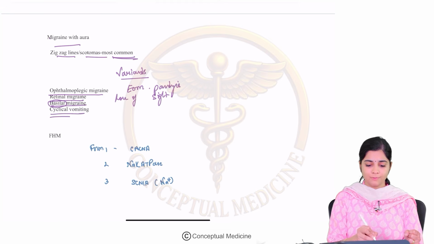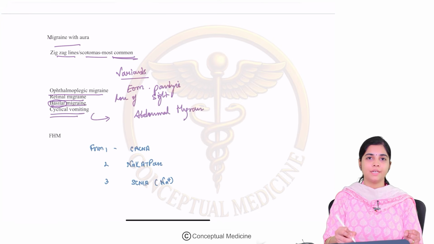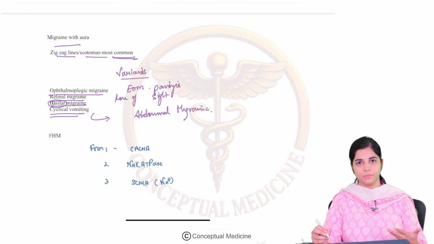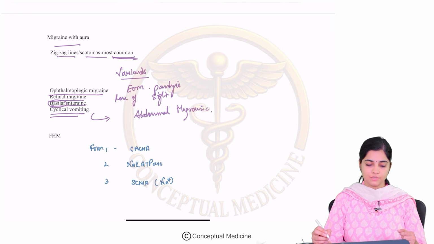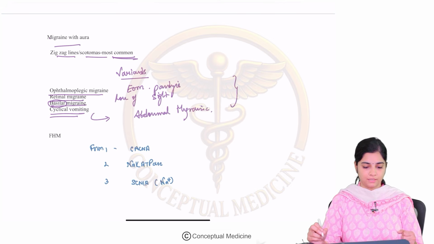Cyclical vomiting is a form of abdominal migraine. It is a type of abdominal migraine where you get cyclical episodes of vomiting. Okay, so this is about the various variants of migraine.